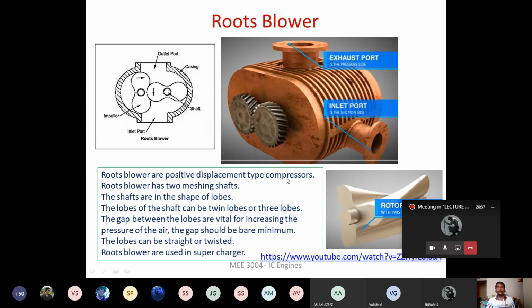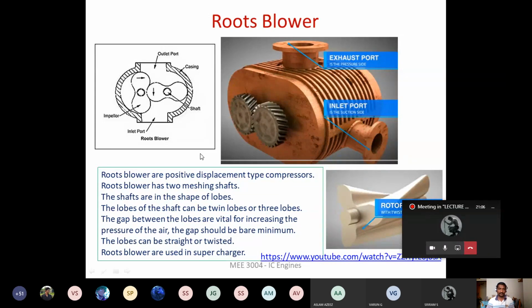Again, the compressors can be defined as positive type and non-positive type. Centrifugal compressor is not a positive displacement compressor. Whereas this roots blower compressor is a positive displacement type compressor, right? Positive displacement means there will definitely be some output on the outlet side, in the exhaust port or in the outlet pipeline or in the discharge pipeline. That is what we call a positive displacement type compressor.